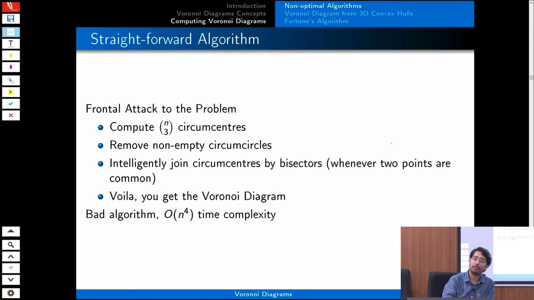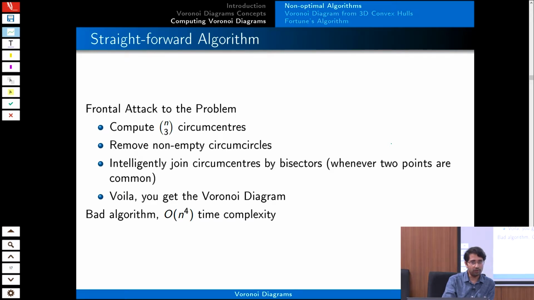We have to check if any vertex lies inside that. So how many choices for 3 vertices are there? N cube, order n cube. And then after finding the circumcenter, we have to check for every vertex whether it lies inside or not, that is n. So you are with me, right? So we have n cube choices for the circle, and for each circle we have to see whether there exists another site point which is inside or not. How much time will that take? Order n time. So altogether this is order n to the power 4 time.